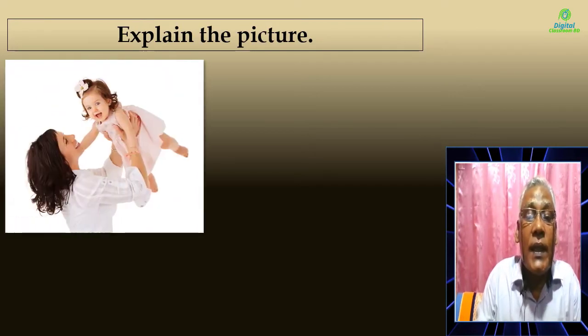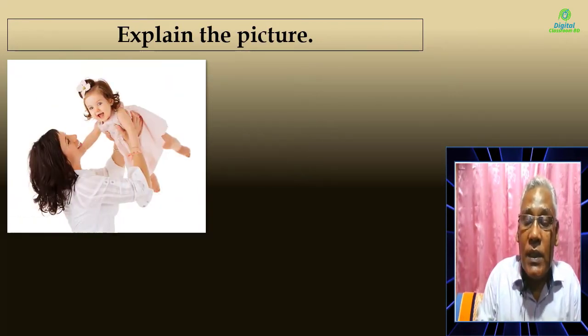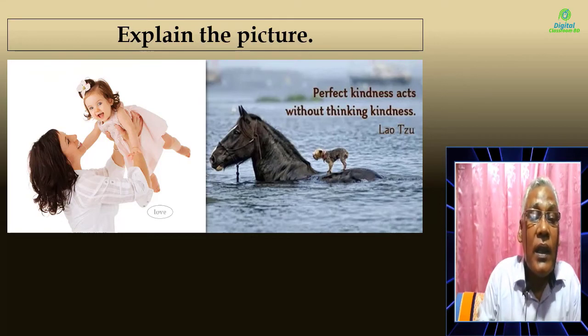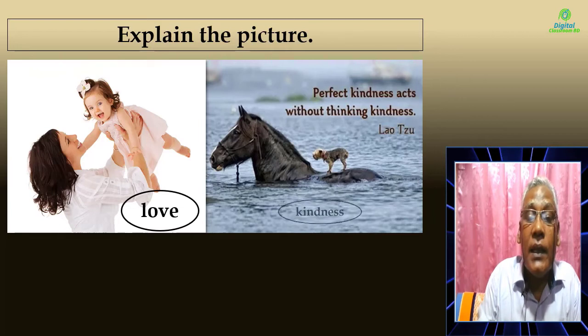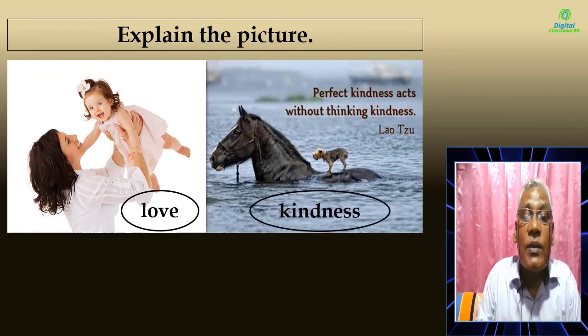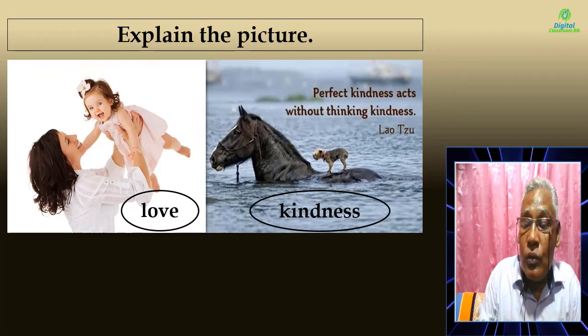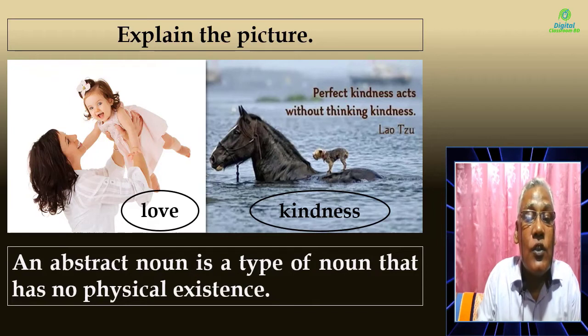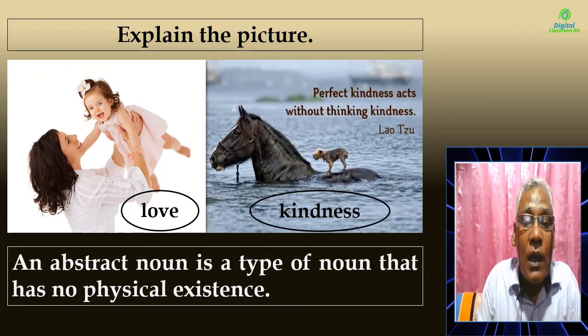Now explain the pictures. There are two pictures here. Look at them. What can you see in the first picture? We can see the expression of love. Have you noticed it? Love. And in the second picture, it's the expression of kindness. So there are two words here, love and kindness. These two are abstract nouns. An abstract noun is a type of noun that has no physical existence. Is it clear to you? An abstract noun is a type of noun that has no physical existence.